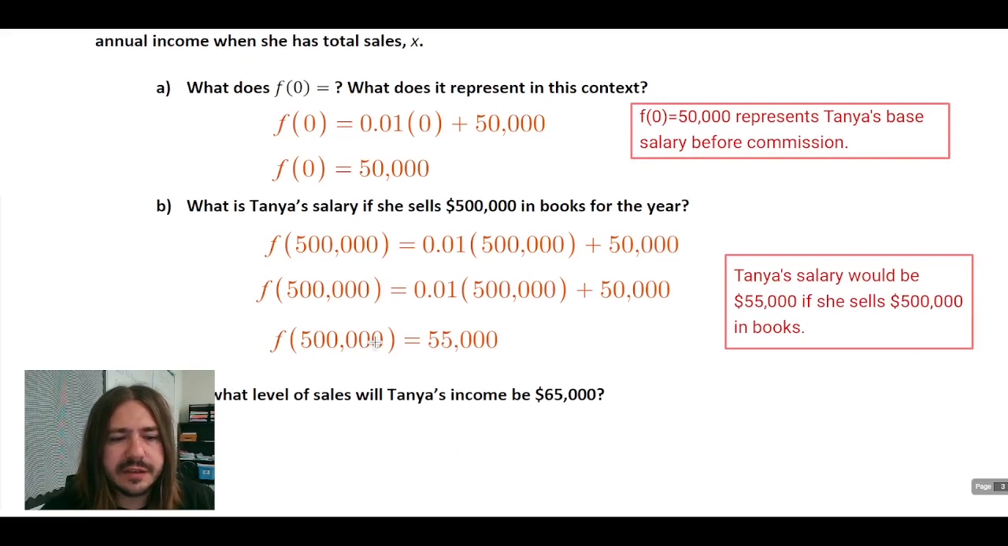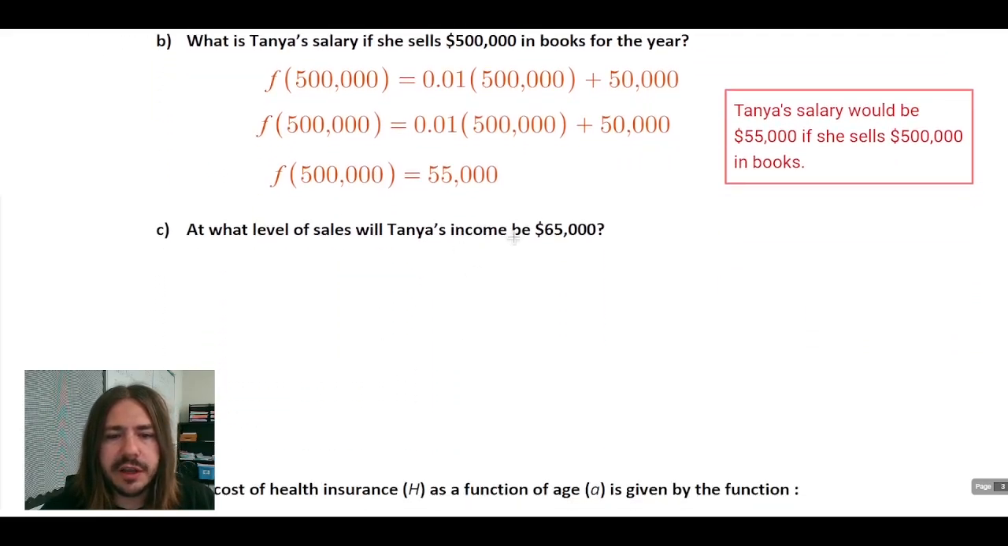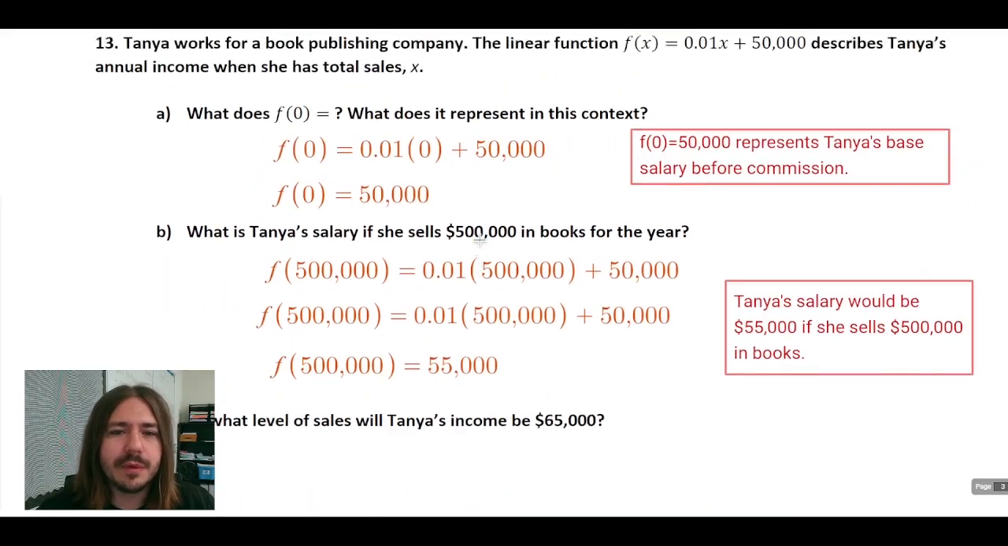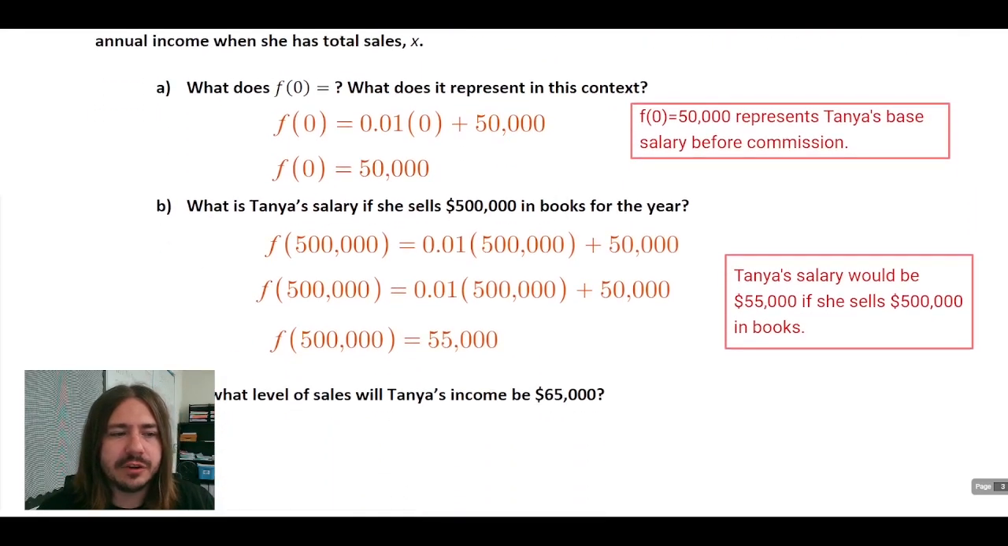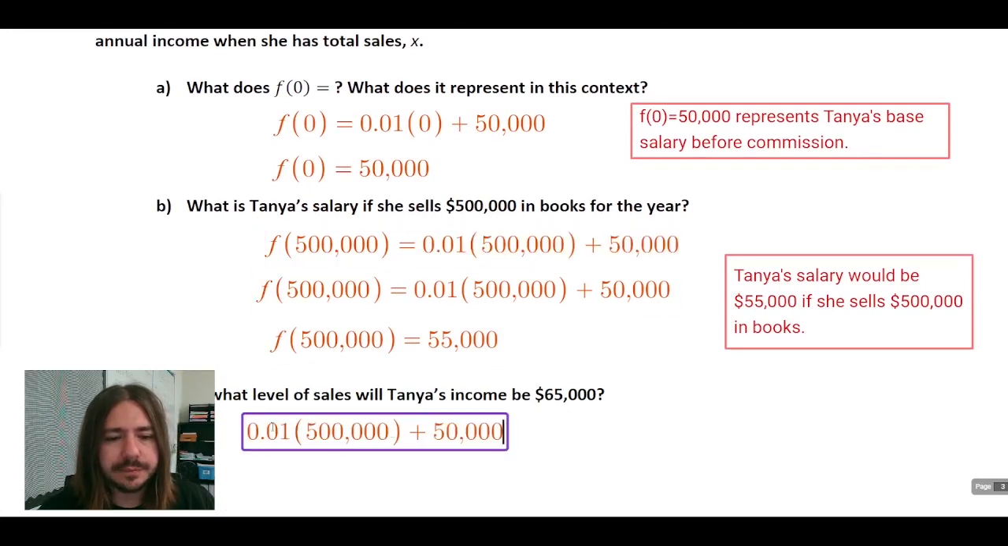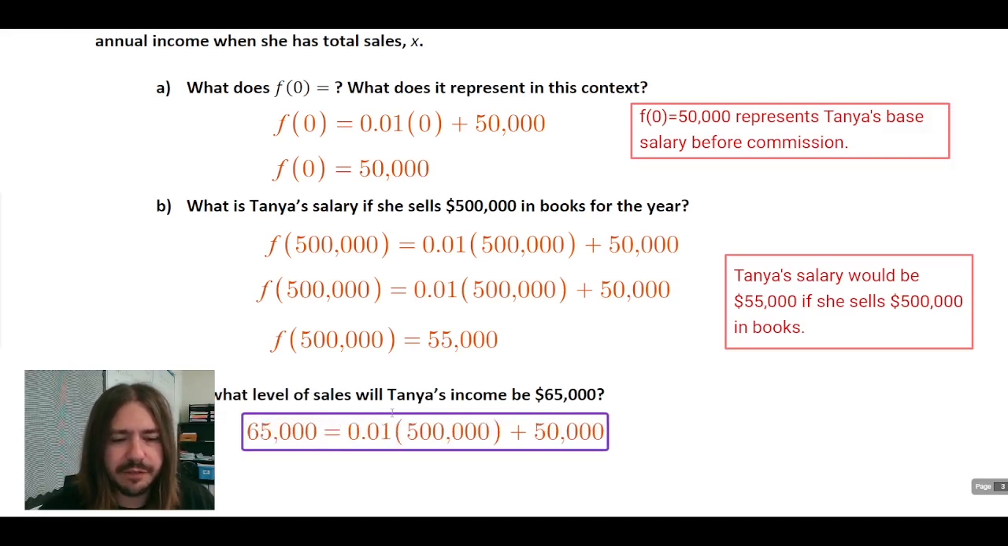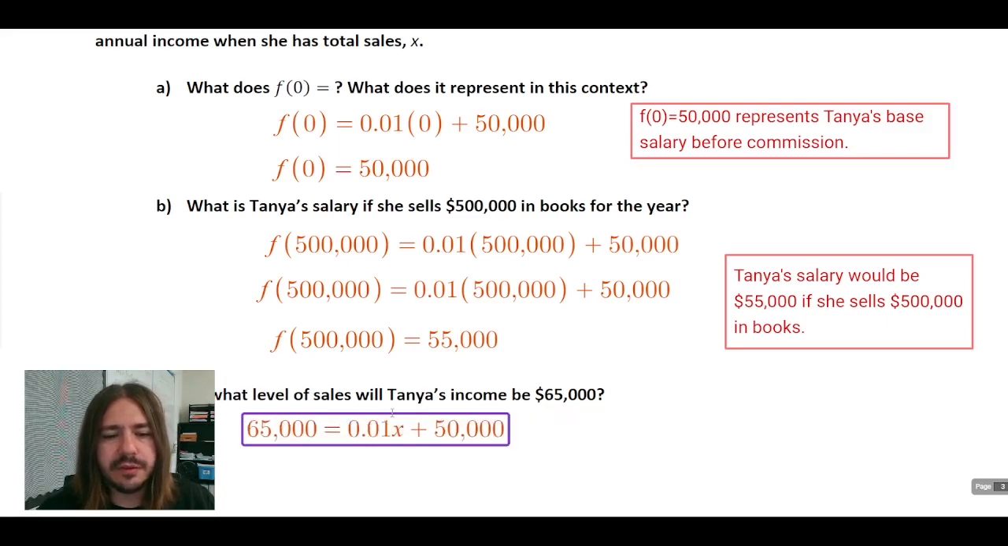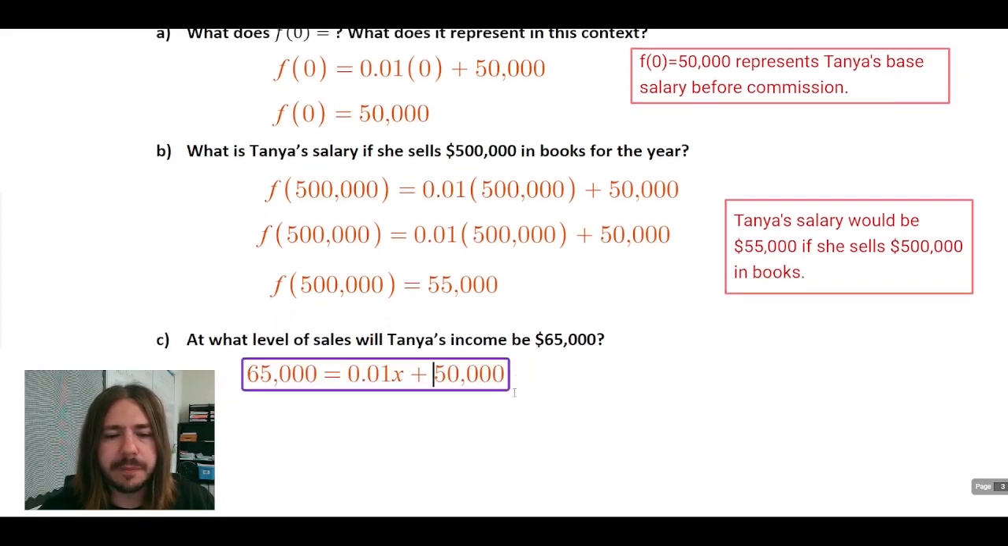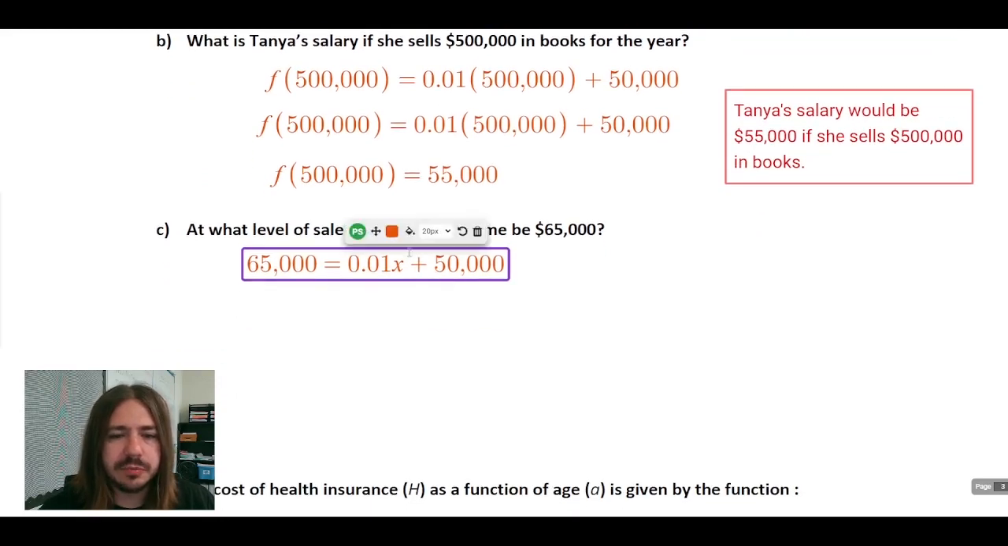Right. Part C says, at what level of sales will her income be 65,000? So we will have to do a little bit of solving here because the question is asking, what's the X value? How much does she have to sell to get her salary to be that high? So we will leave this as X, but we want to set the equation equal to $65,000. And so here's just a little equation we need to solve. It's linear, so it shouldn't be too tricky.